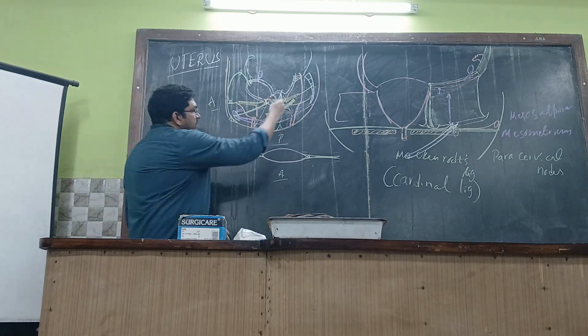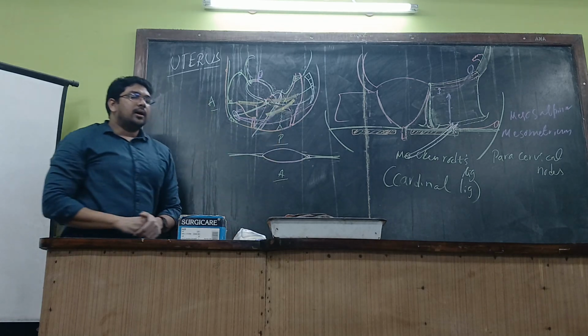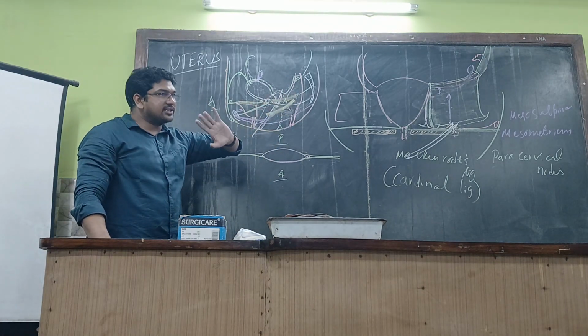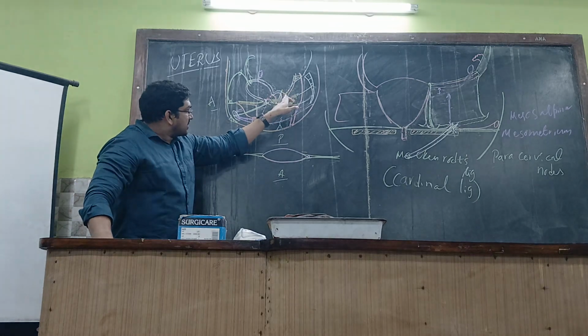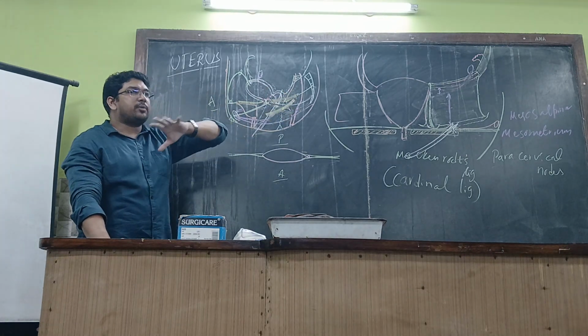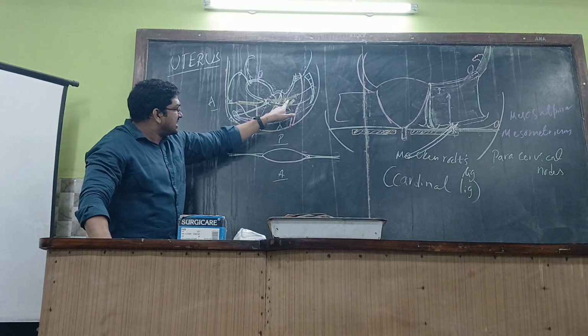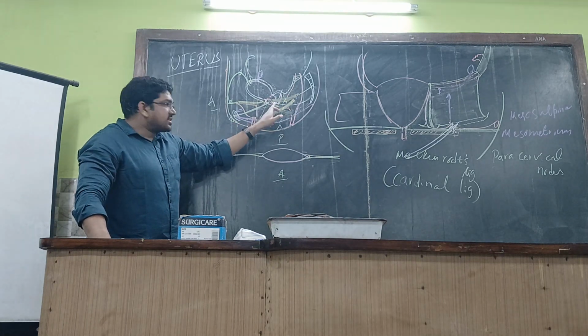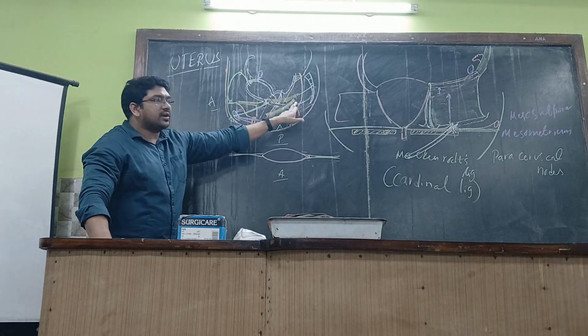If you see properly, over here is the recto-uterine pouch of Douglas. Is it not? Recto-uterine pouch of Douglas, this part. The boundaries on either side are formed by the recto-cervical folds, and the floor is formed by this rectovaginal fold.